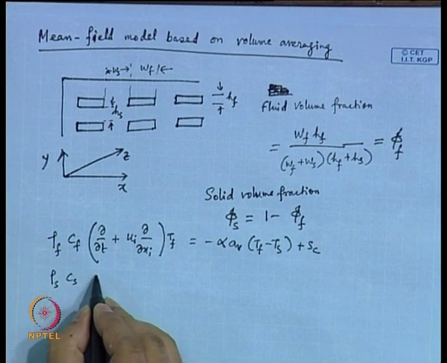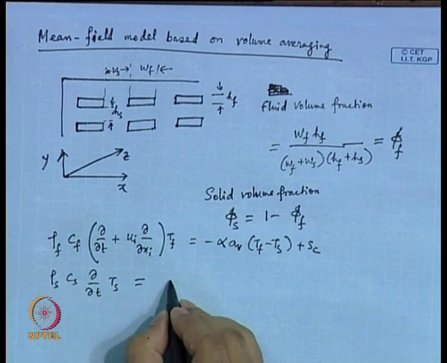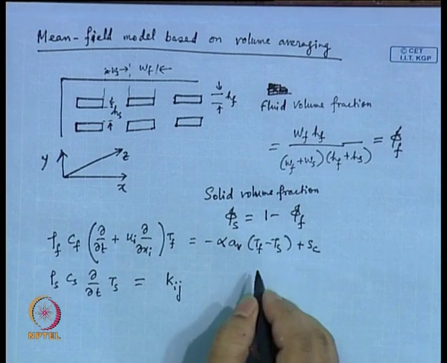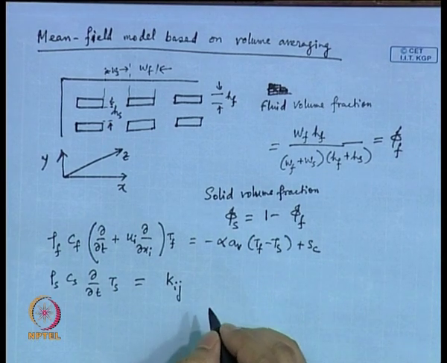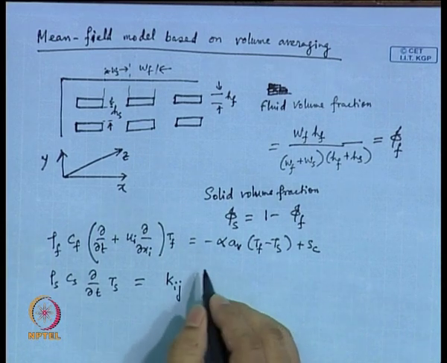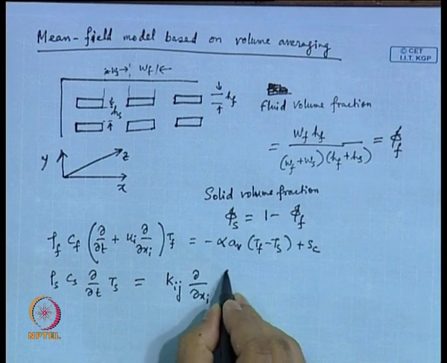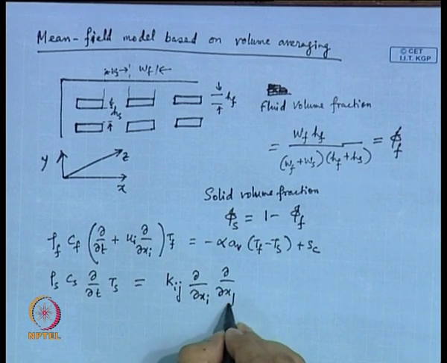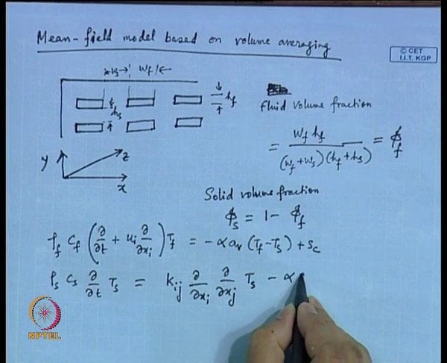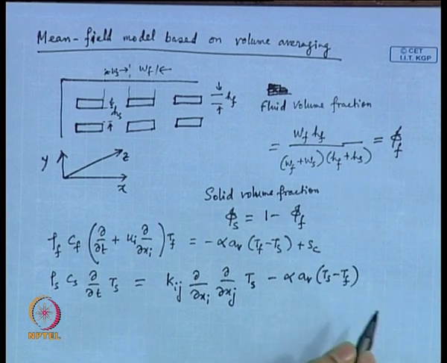For the solid, you have del del t of T s, with no convection possible within the solid, and that is given by some conductivity tensor, the thermal tensor, del del x i del del x j of T s, minus alpha A v times T s minus T f.